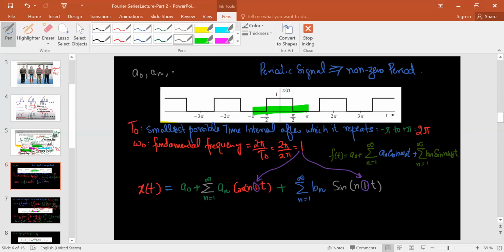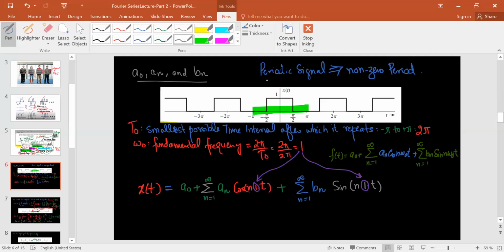So a naught, a n, and b n. So this is our aim. We are going to find these weights, because the weights will tell us the contribution of each. So if, for example, some weight is 0, that means that particular frequency is not present in that signal construction, and that signal does not contain that frequency.